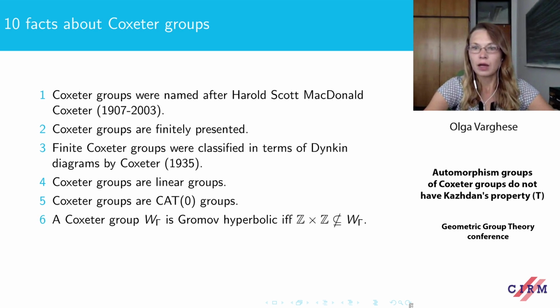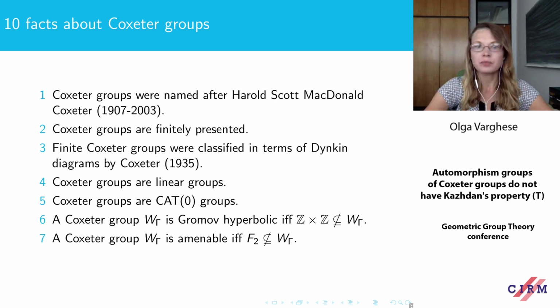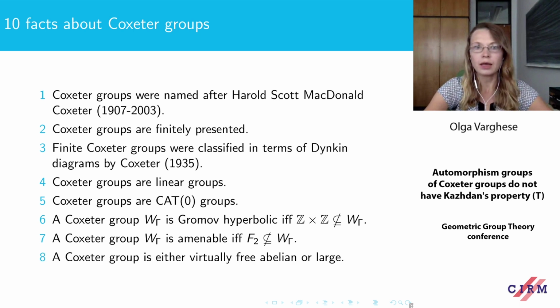A Coxeter group W gamma is Gromov-hyperbolic if and only if the non-hyperbolic group Z times Z is not a subgroup of W gamma. Next fact. A Coxeter group is amenable if and only if the free group on two generators is not a subgroup of W gamma. And the next fact. A Coxeter group is either virtually abelian or large.